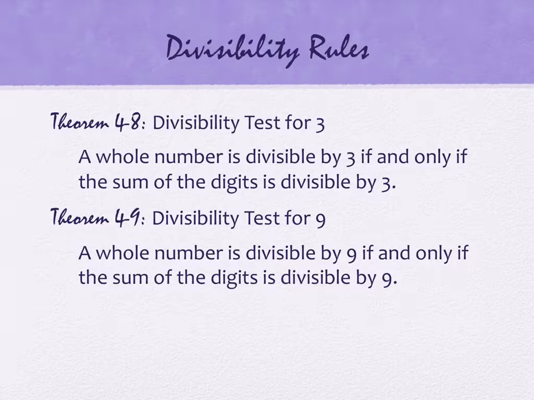Divisibility test for 3. What you do is you add all of the single digits together. So the number's 432. You add 4 plus 3 plus 2. Okay? Whatever the sum is that you get, if that sum is divisible by 3, the original number was divisible by 3. If the sum is divisible by 9, the original number is divisible by 9. Super cool test.